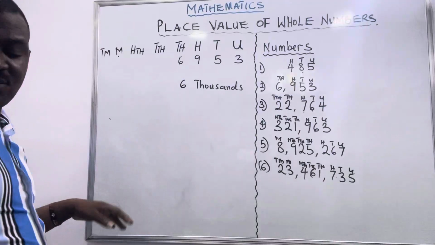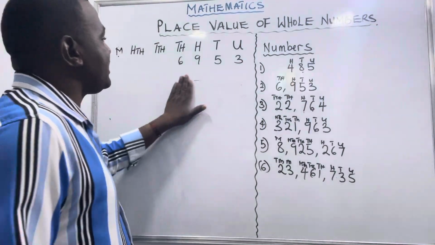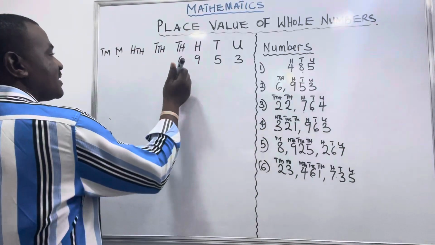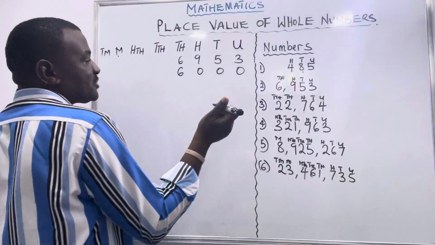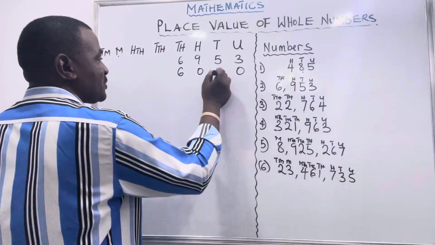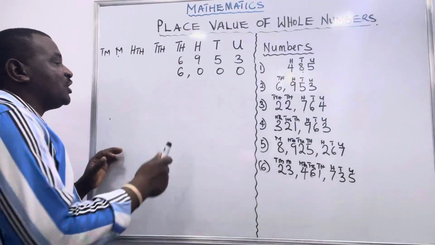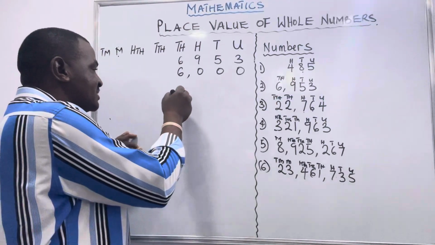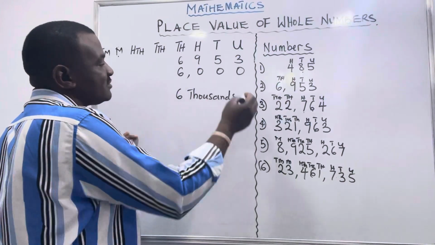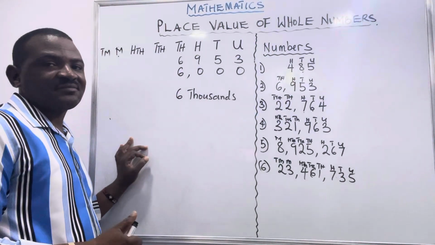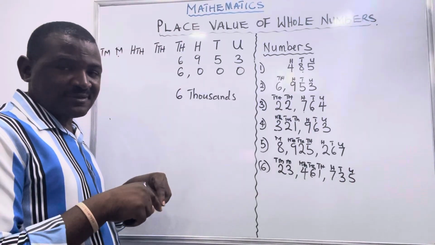Or another way you can know is saying 6, then 0, 0, 0. And you all know that 1,000 should have 3 zeros. 1, 2, 3. So you know that 6 is what? 6,000. So the place value is what? 6,000. Okay, don't worry. In the next video you are going to learn the value itself.